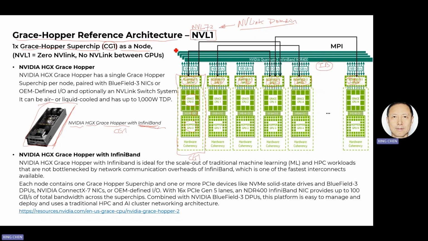Then, on the communication, we need to come back to this NVL1. NVL1 means that you only have one GPU in the NVLink domain. That means NVL1 has zero NVLinks. There is no NVLink between GPUs, because you have only one GPU. There are no others to be connected to the GPU by using NVLink. Actually, NVL1 means no NVLink between GPUs. Okay, so this is a reference architecture of the system.